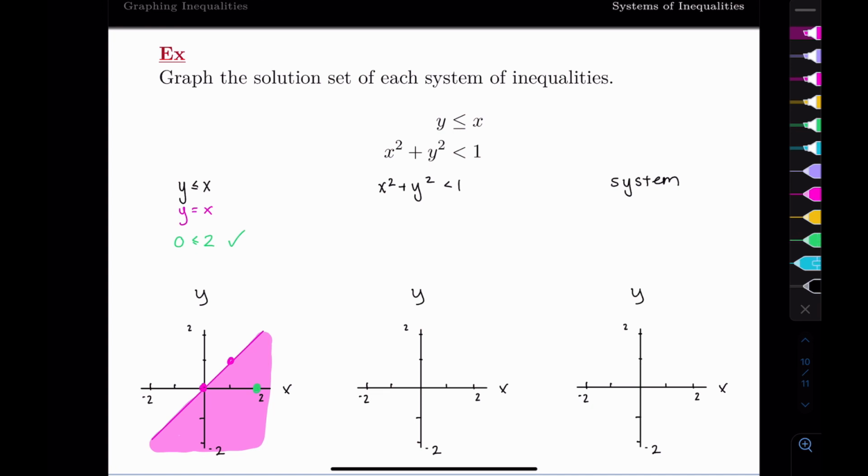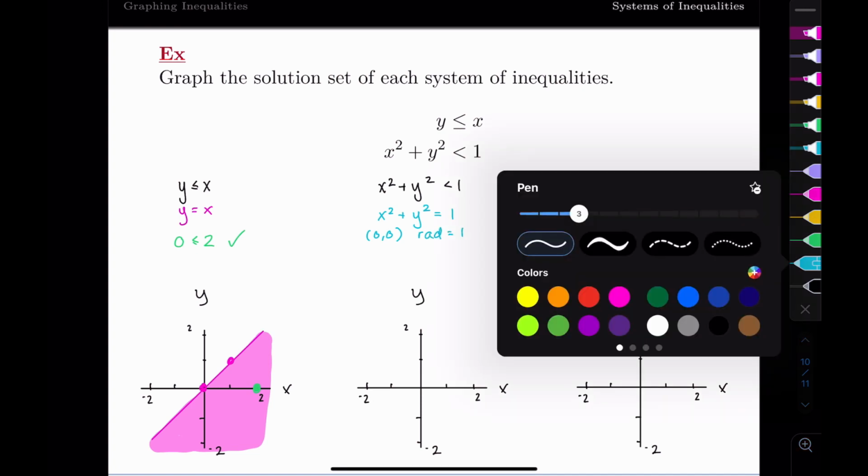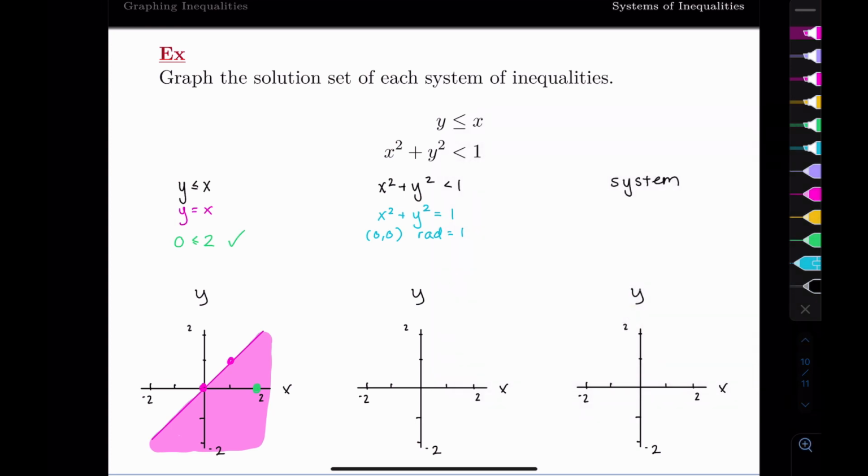For the second one, we haven't talked a ton about circles, but you have seen them before. This we have to graph as a dashed line, and we graph x squared plus y squared equals 1. So this is a circle that's centered at 0, 0, and the radius of the circle is 1. So my center is right here at 0, 0, and my radius is 1, means I go out 1 in every direction. So my circle looks like this, okay?